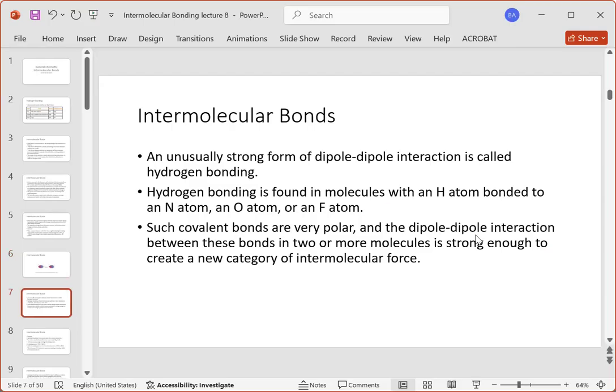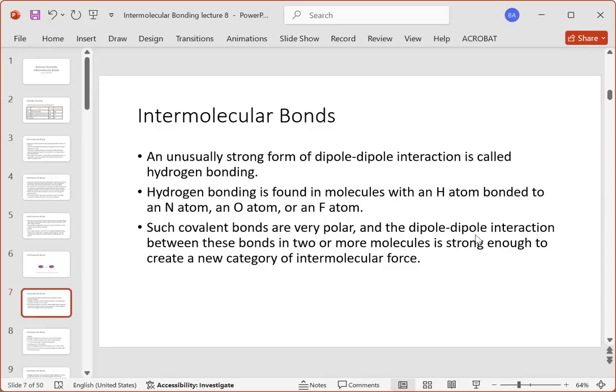An unusually strong force of interaction is called hydrogen bonding. Hydrogen bonding, when hydrogen bonds with nitrogen, oxygen, and fluorine, becomes very strong. It is strong. We call it hydrogen bonding.